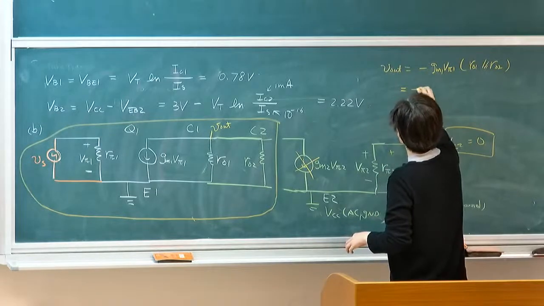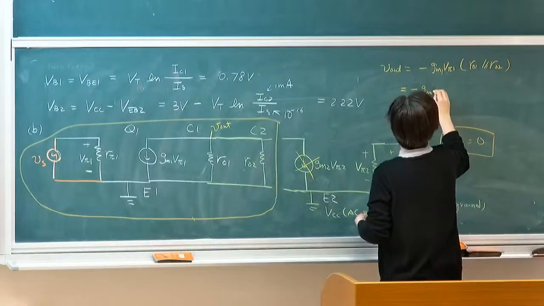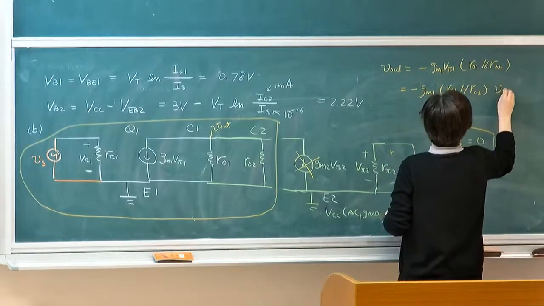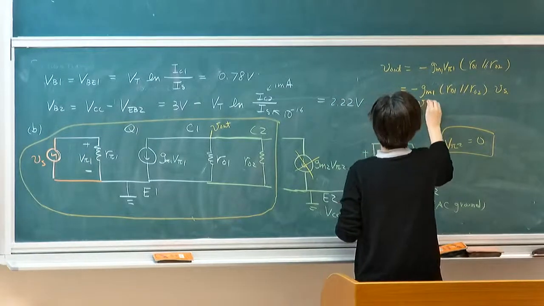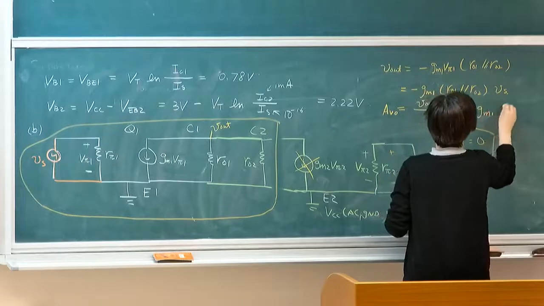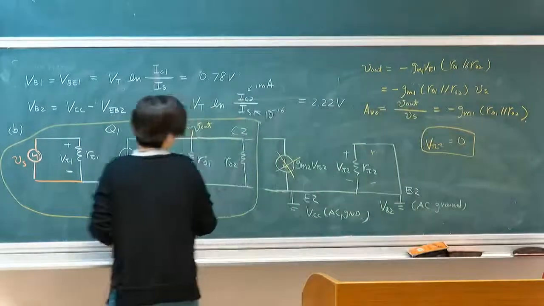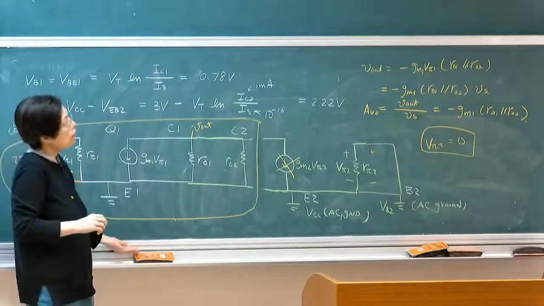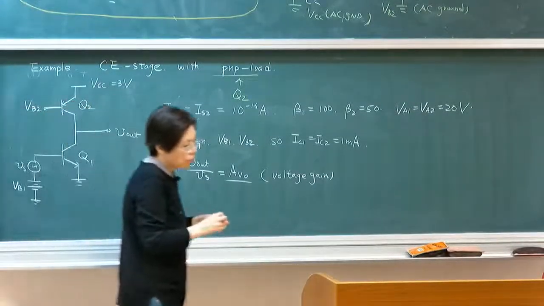So then this will be minus GM1. What is V pi 1? V pi 1 is VS. So GM1 RO1 in parallel RO2, VS. So my voltage gain, defined as the ratio between VL versus VS, will then be minus GM1 RO1 in parallel RO2. Okay? And because we know that it has the same early voltage, RO1 actually equals RO2. So we can actually do the exercise to find RO1 and RO2.